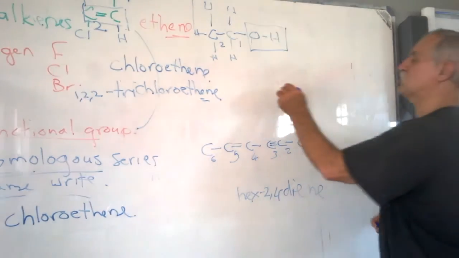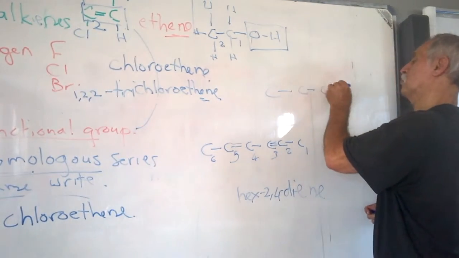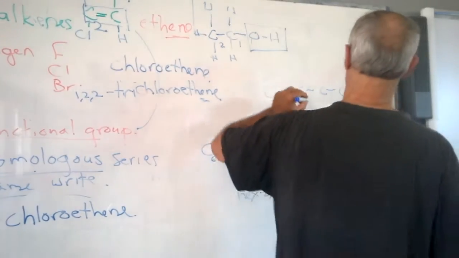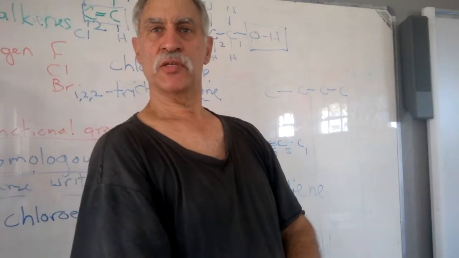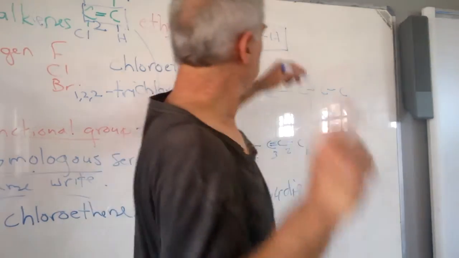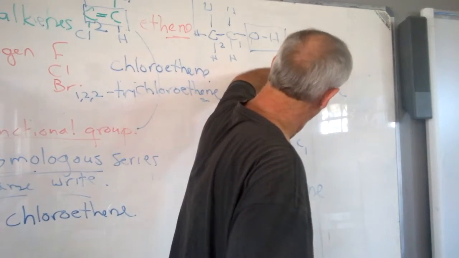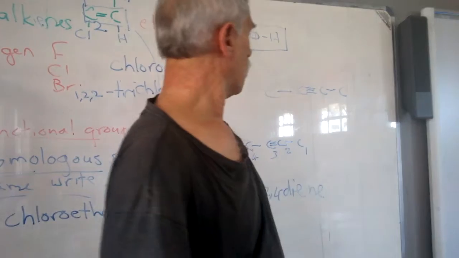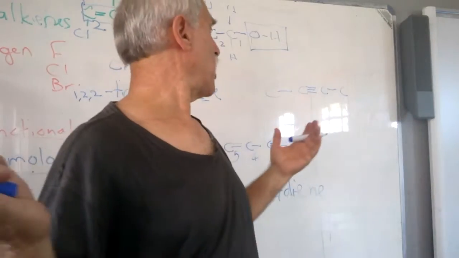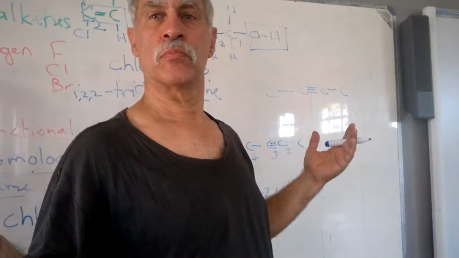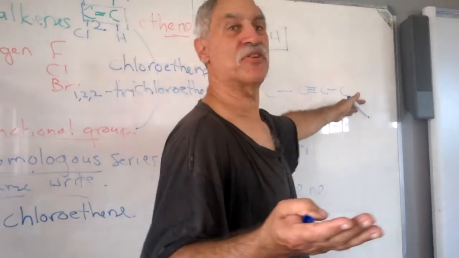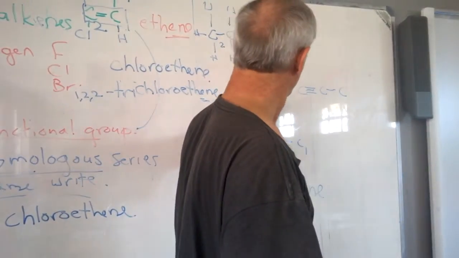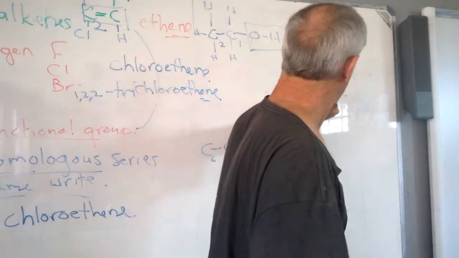Or what if it was this? Let's make it butane, right? Yes, sir. But what if it is this? Double bond, triple bond. Which side would I number it from? It doesn't matter, right? It's symmetrical. So let's number it 1, 2, 3, 4.